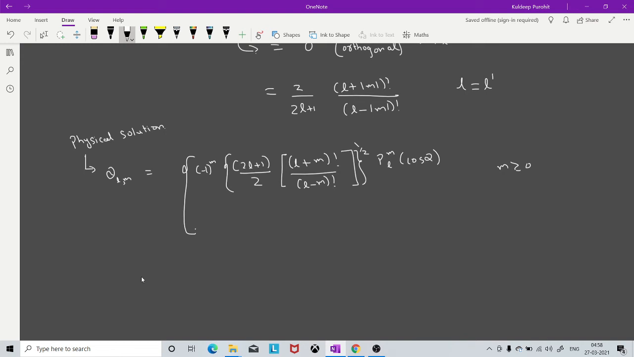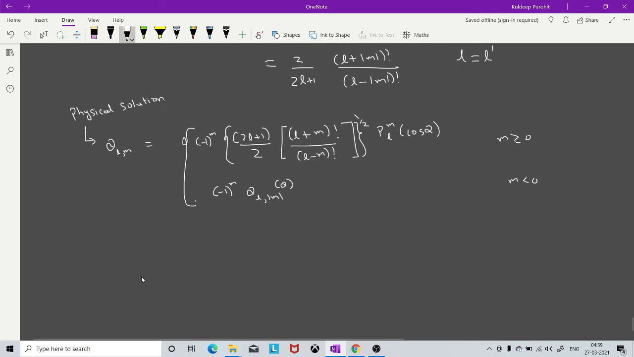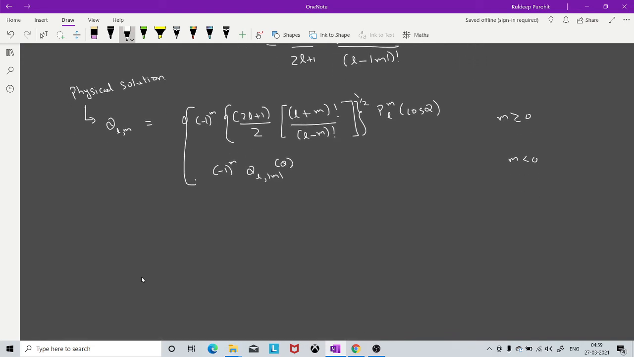And similarly, if m is less than 0, then here you have to write the modulus symbol. So this form will remain the same. You have to just write minus 1 raised to m, and when you are writing m, just replace it with mod m, which is a function of theta. So these are the physical solutions of the theta part.